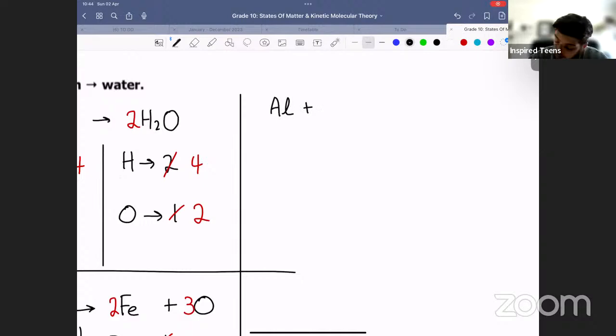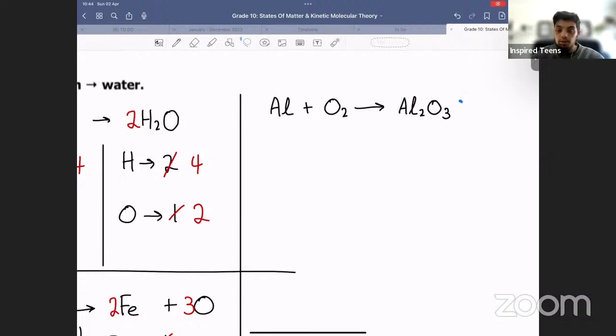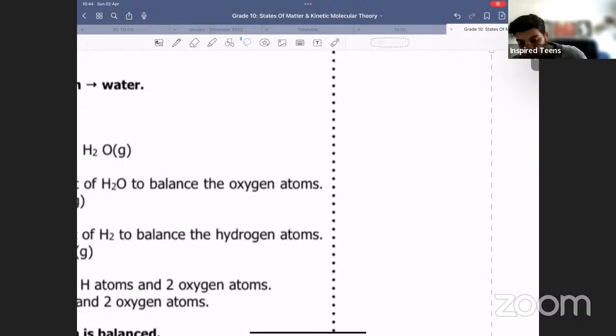Aluminum plus O2 gives us Al2O3. I'm gonna give you guys 2 good minutes to try and solve this one, and then I'll solve it afterwards. So attempt it. 2 minutes later, I will solve it.